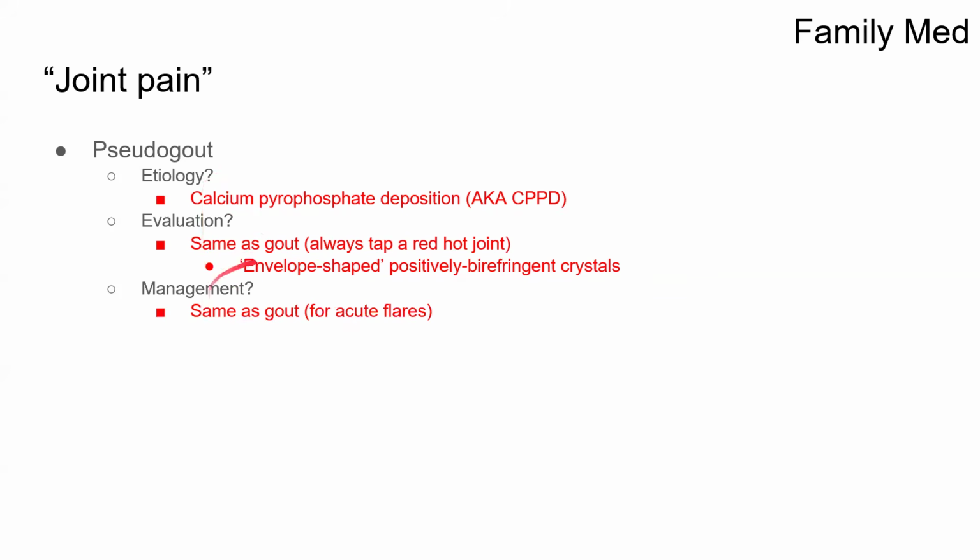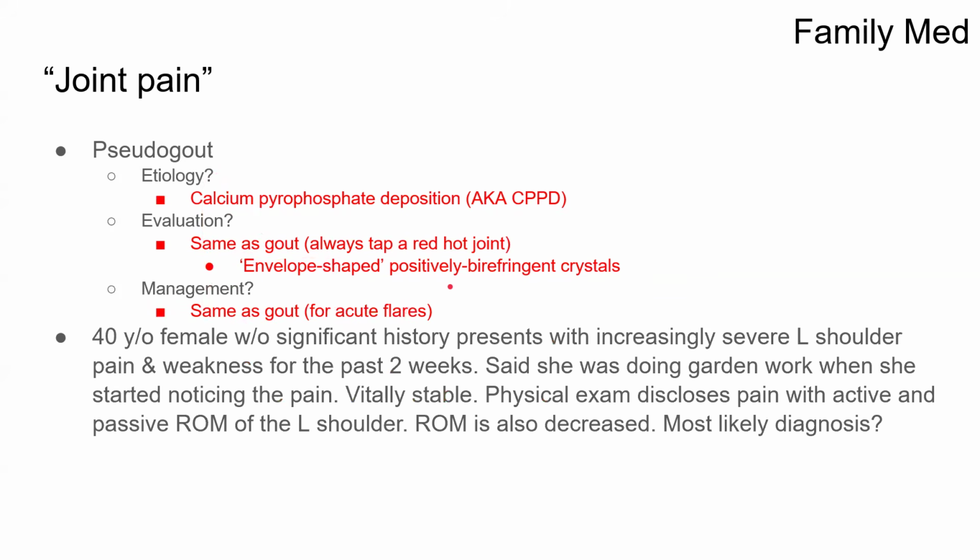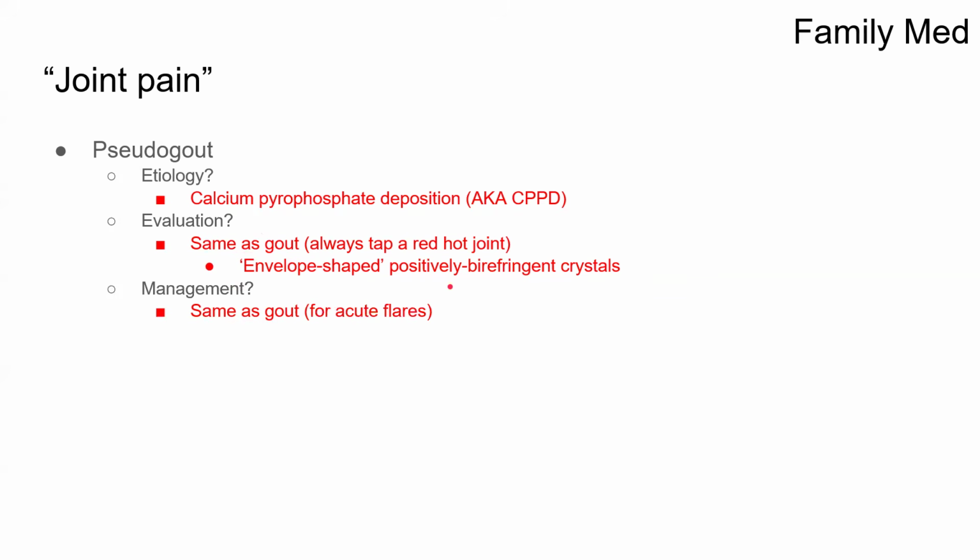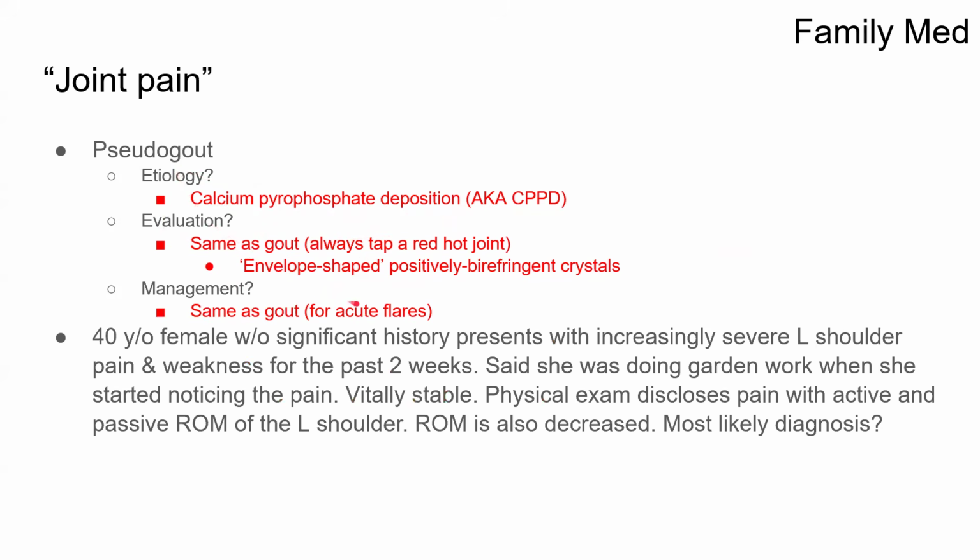Management of pseudogout is the same as gout for acute flares. For chronic flares, not so much, because calcium pyrophosphate deposition is not uric acid deposition. Things like allopurinol, febuxostat, and probenecid reduce purine turnover, or reduce uric acid accumulation, so that won't help with calcium pyrophosphate deposition. I don't think there's any management for chronic pseudogout. So NSAIDs and colchicine for acute pseudogout flares.